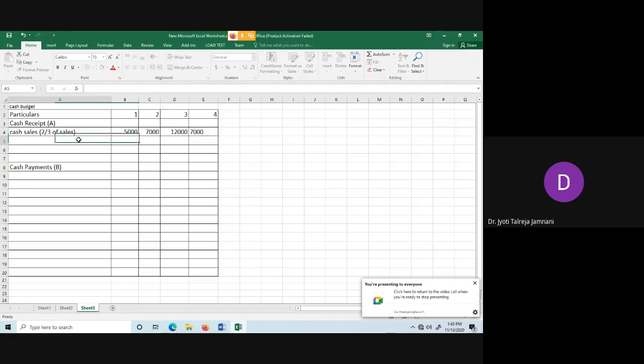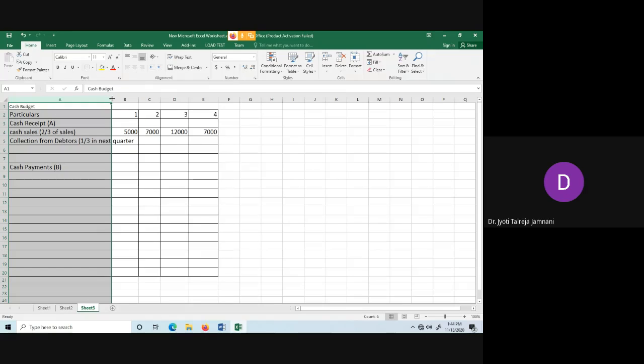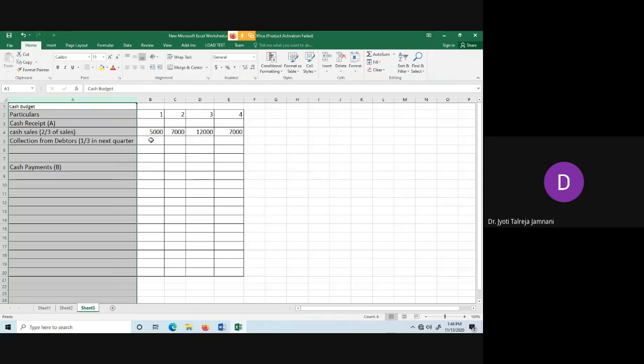The rest 1/3 is collection from debtors. Into bracket, you write 1/3 in next quarter, because if they have not paid in this quarter, it is obvious that they will pay it in next quarter when nothing is mentioned. So we have to take it in next quarter. Okay, so this is how it would work.